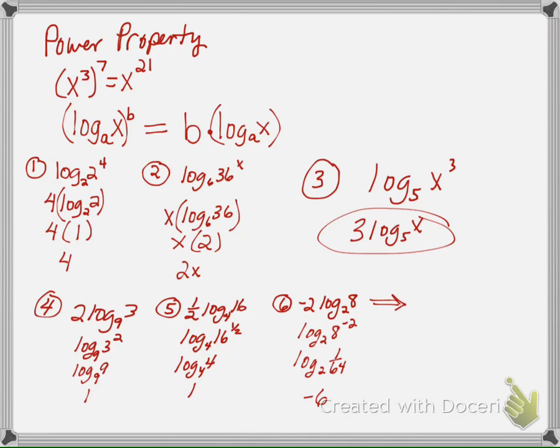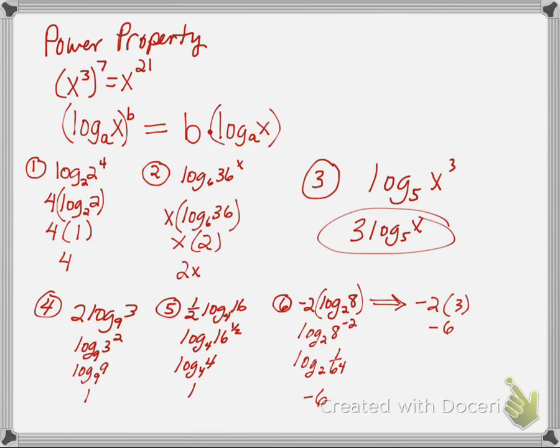What is log 8 base 2? What is this part? It's 3, isn't it? Isn't it just 3? Just plain old 3. So if I just did negative 2 times 3, I get negative 6 really fast, don't I? I don't have to think so much.